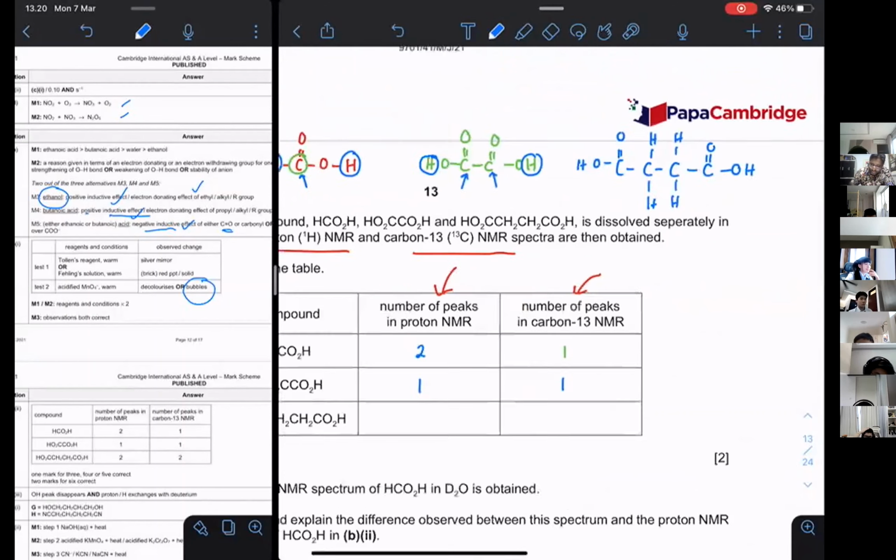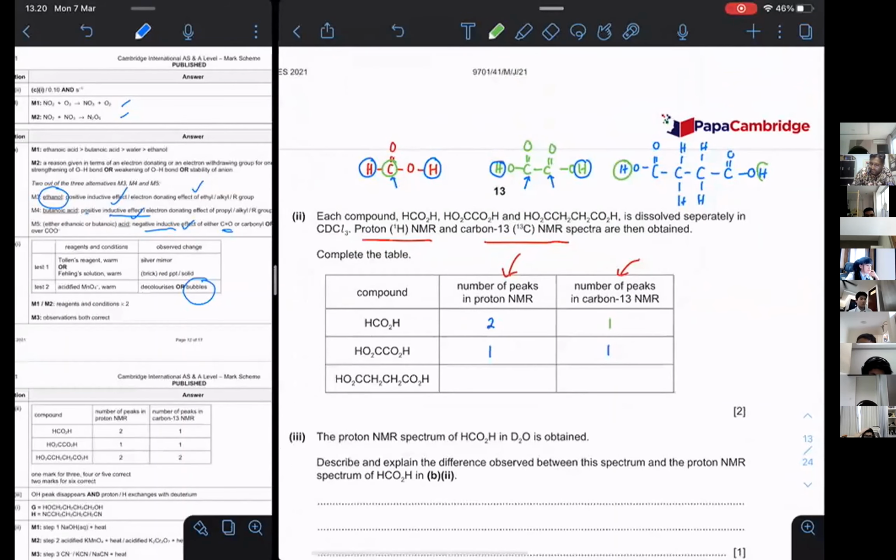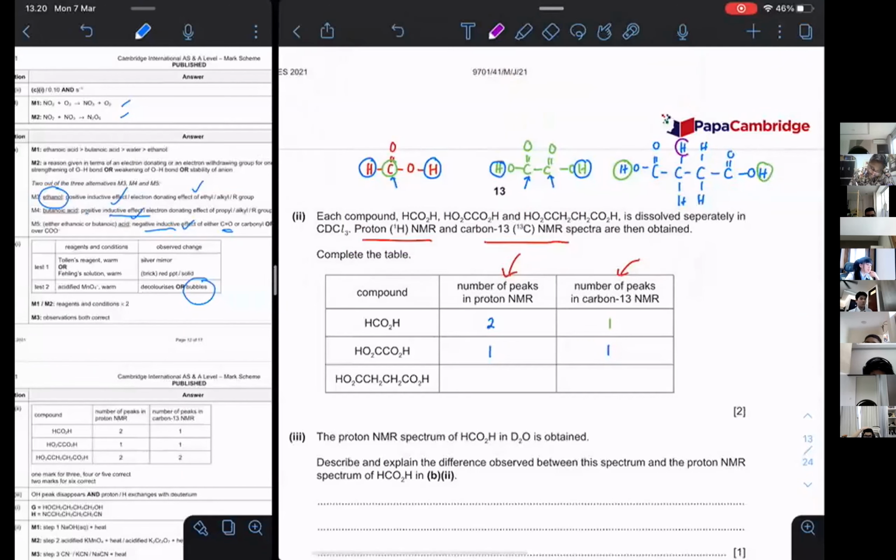Okay, let's try the proton NMR. I know this and this are the same, so 1. And this must be the same as this. But do remember, this hydrogen is attached to a carbon that is attached to another hydrogen, that is attached to COOH, and that is attached to CH2COOH. Let's have a look at this hydrogen, it must be the same as this.